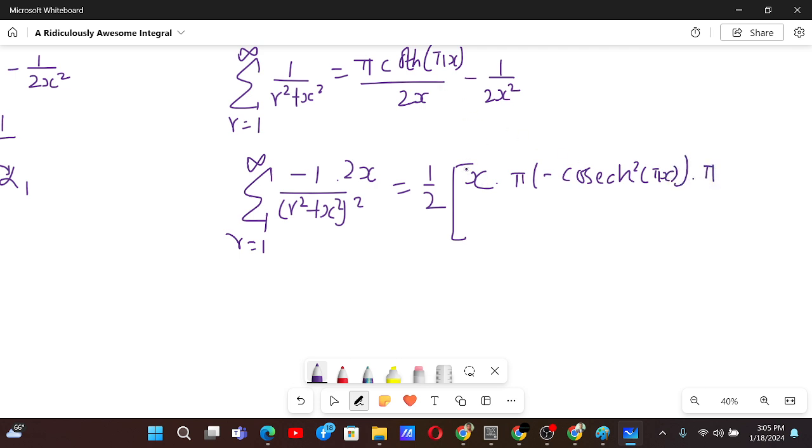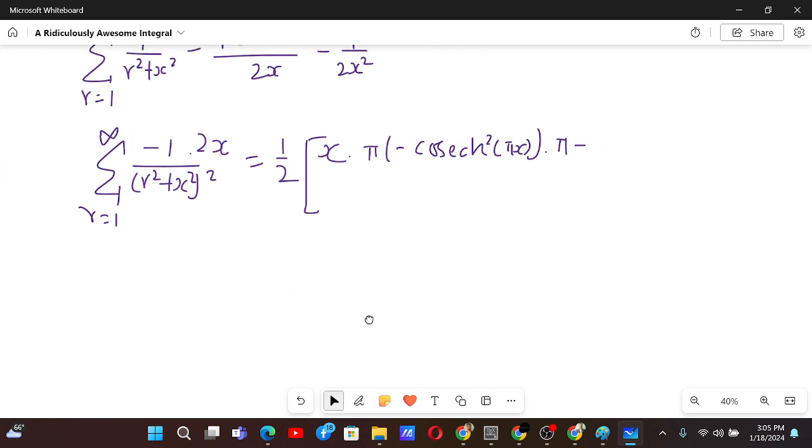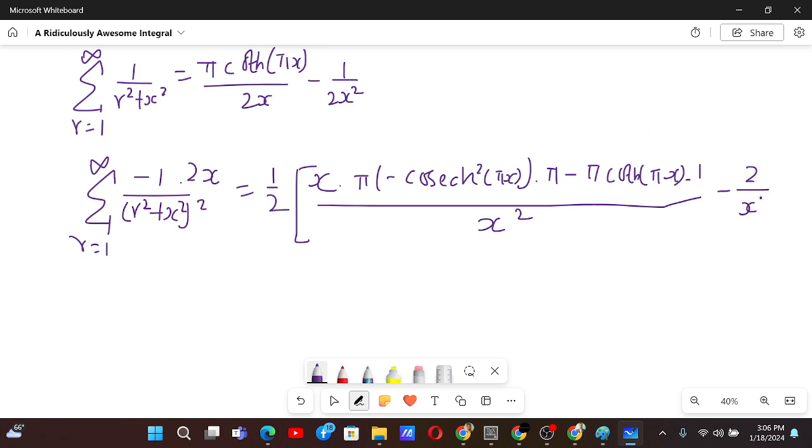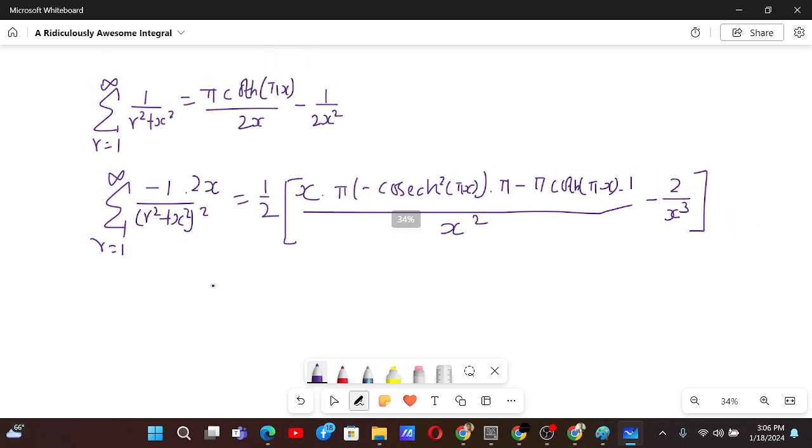This is v times u dash minus, now let's write the numerator, pi cot as pi. The derivative of the denominator is 1 by denominator squared, x square, and then over that this is x to the power minus 2, so that's minus 2 x to the power minus 3, which is 2 by x cube.